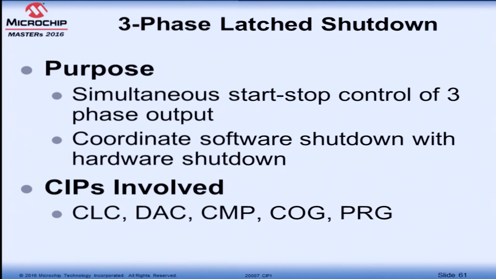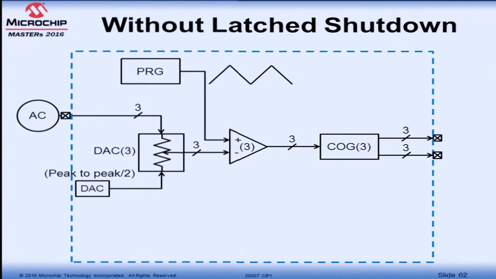I'm going to use the CLC, DAC, the comparator, COG, which is the complementary output generator. That's half bridges. So my AC thing is being driven by three half bridges. And a programmable rate generator. And we'll see what all these things are. So here's a very simplified diagram of it.